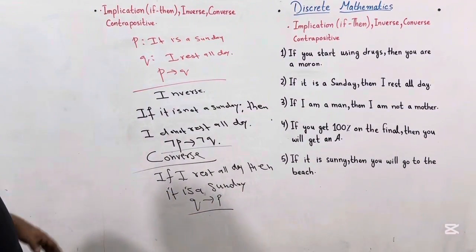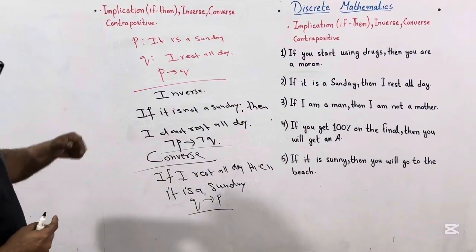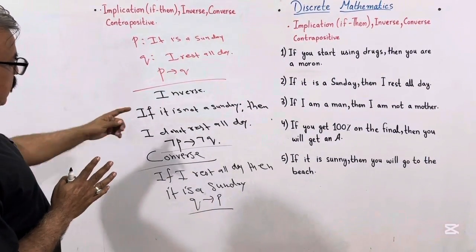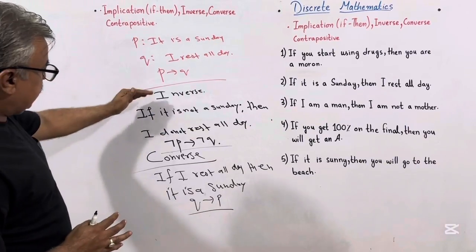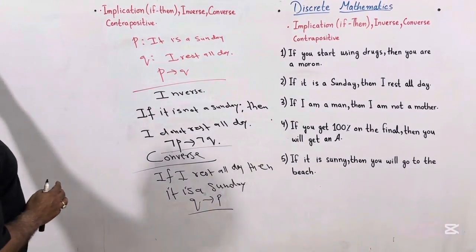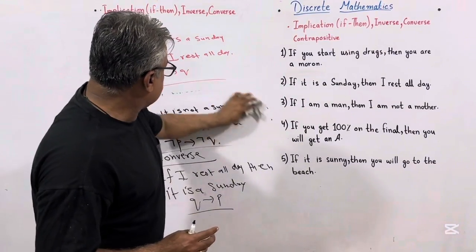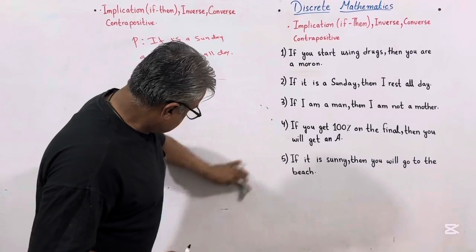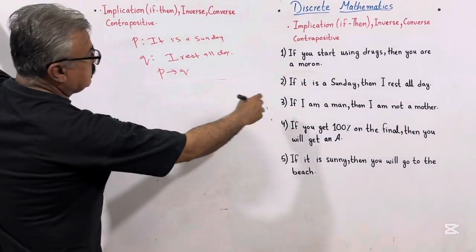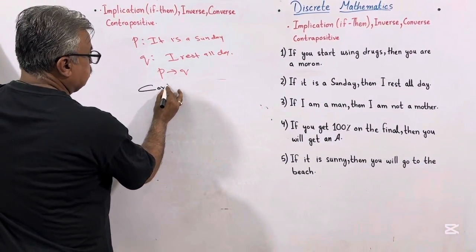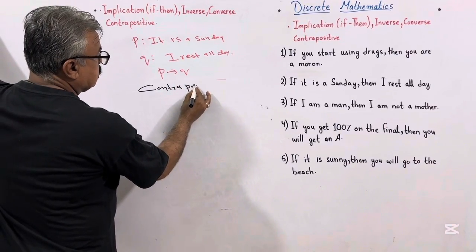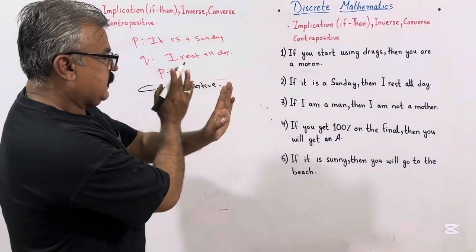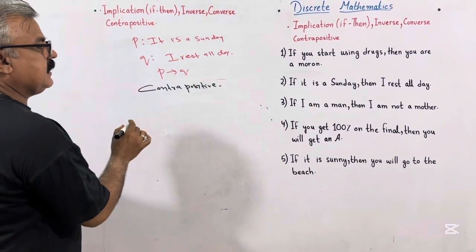What about the contrapositive? Contrapositive is a blend of inverse plus converse. Let's see how. The contrapositive of this statement is both inverse as well as converse.